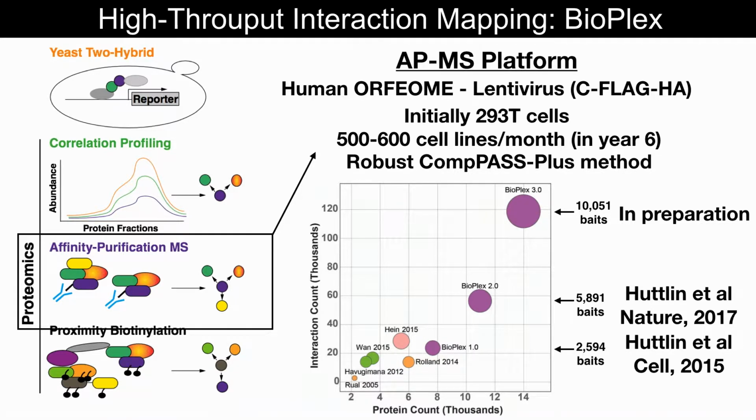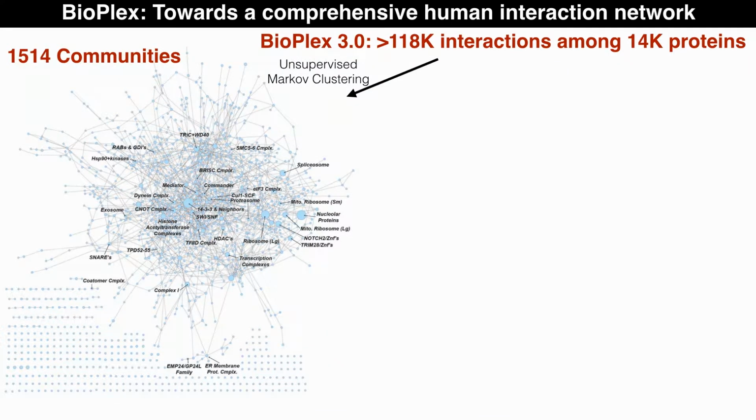So just a little bit about what kind of data we get. This is BioPlex 3.0 now, where we have done unsupervised Markov clustering to identify communities within this very large data set of over 118,000 potential interactions. And what you can see is the identification of about 1,500 protein communities.